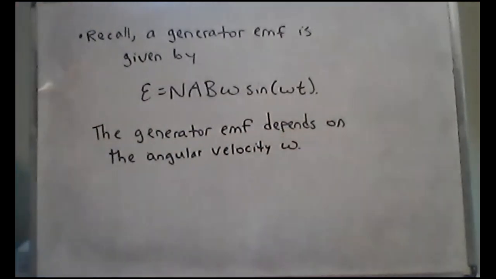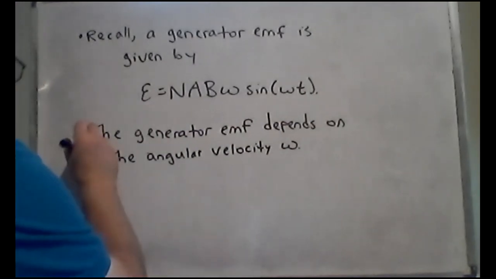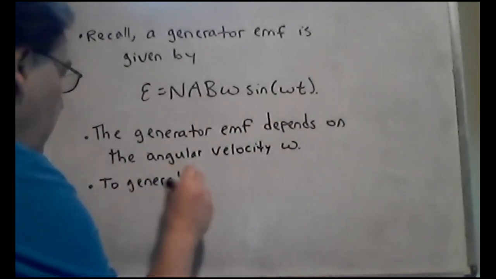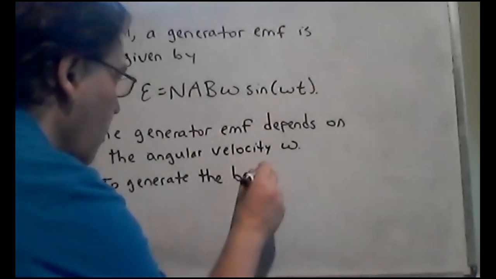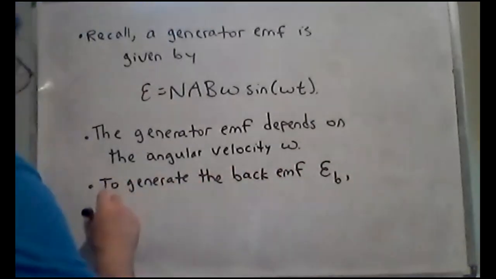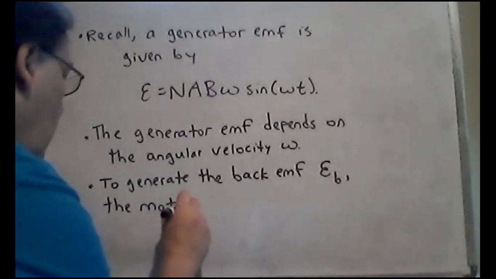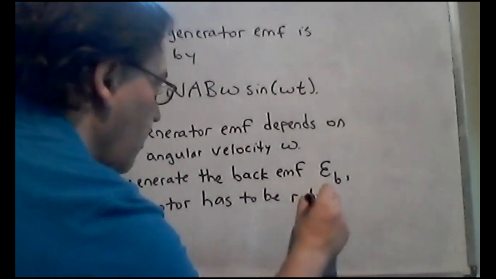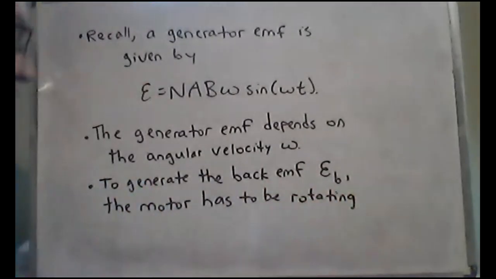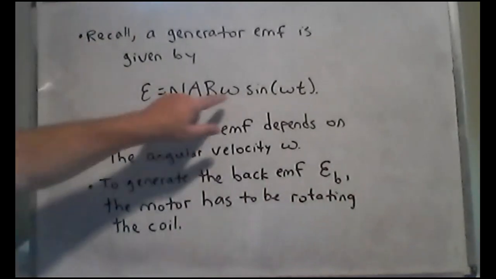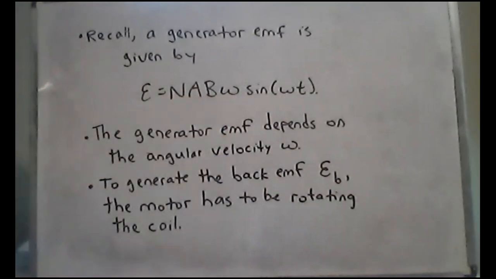Which means the motor has to actually be working to generate the back EMF, which we oftentimes call epsilon sub B. The motor has to be rotating the coil. If you don't rotate the coil, you don't get a back EMF, and that's because of this omega factor in the EMF calculation.